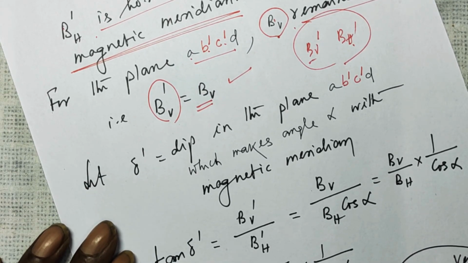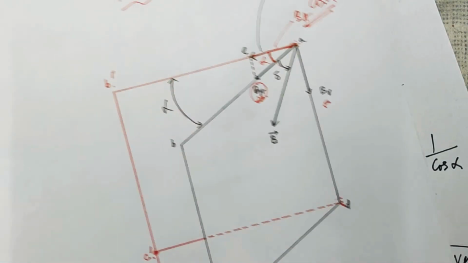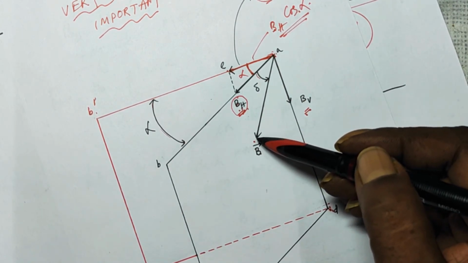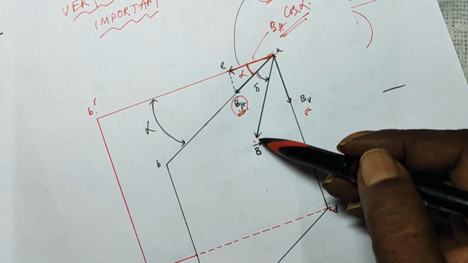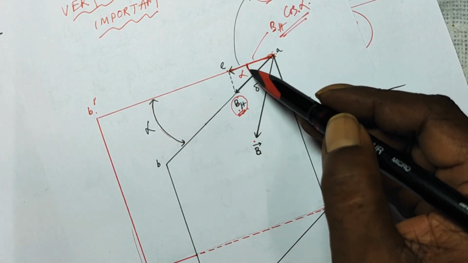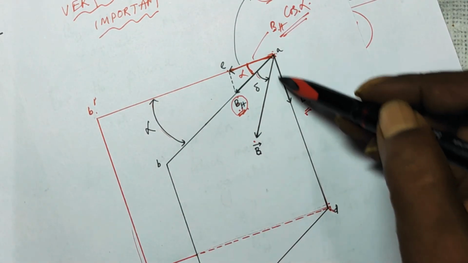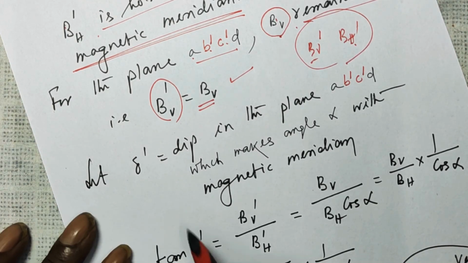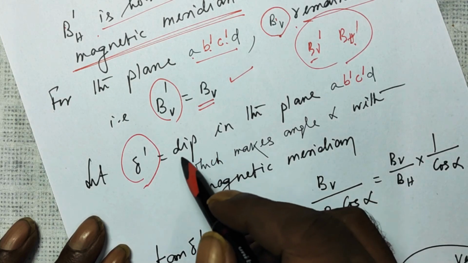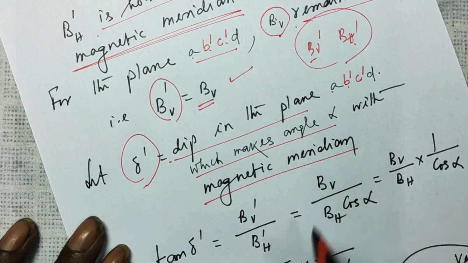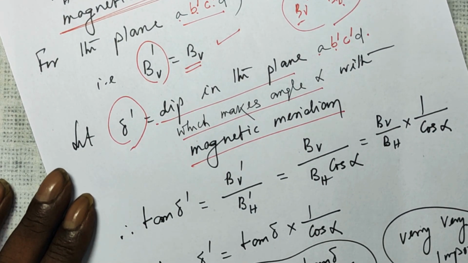So actually the needle, when freely suspended, will be suspended in the magnetic meridian. But by some means if you force it to be suspended on this plane which makes angle alpha with the magnetic meridian, then also the needle will tilt, will dip. Let that dip be delta dash. So it is the dip in the plane A, B dash, C dash, D which makes angle alpha with the magnetic meridian. Now apply the same concept.